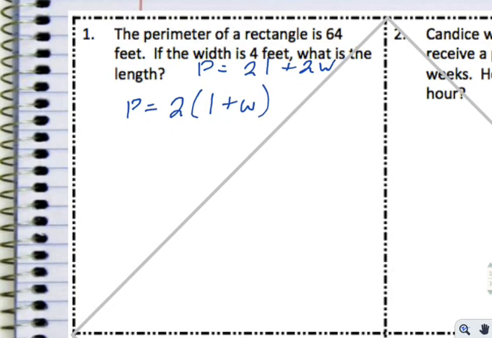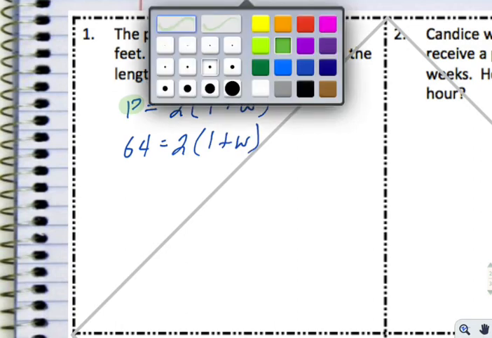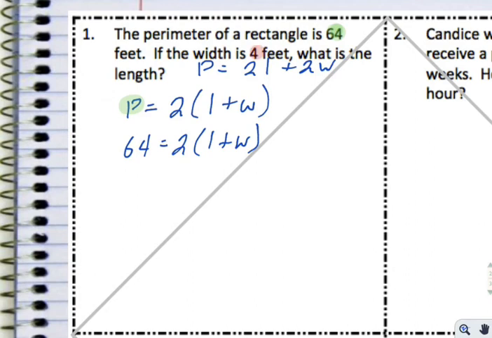Right now it tells me the perimeter is 64 feet. So I can plug in a 64 where I put that P for perimeter. 64 equals 2 times length plus width. Well, guess what? It also tells me that the width is 4 feet. So where I have a width, I can plug in 4 feet. 64 equals 2 times length plus 4. The question asks, what is the length?